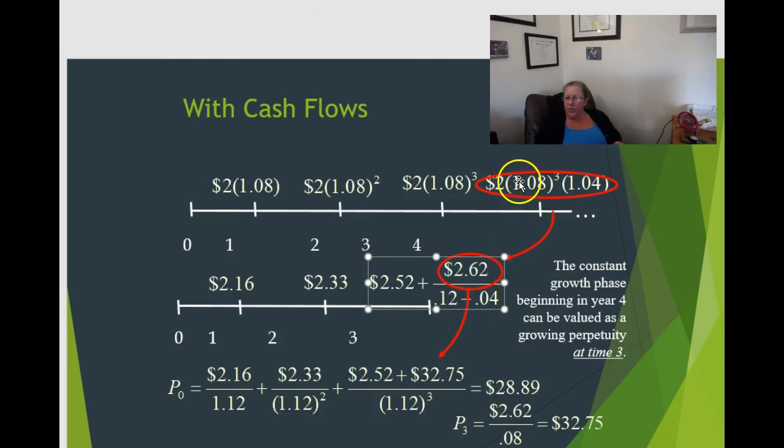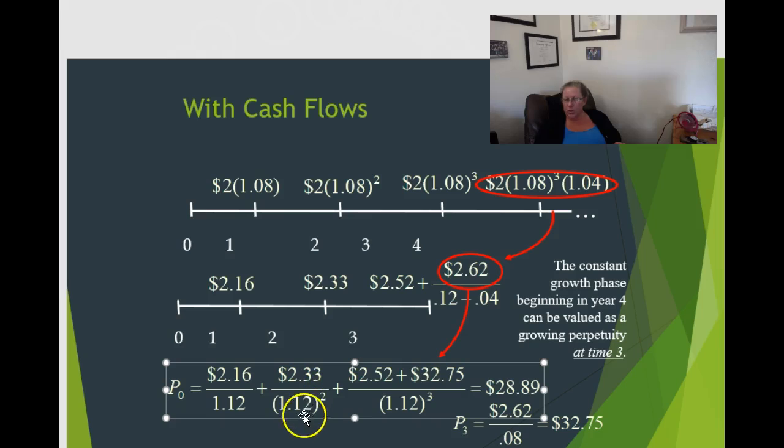Okay, so we're taking our third-year dividend and we are multiplying it by the growth rate. So we're starting here the constant growth phase beginning at year 4, and we're valuing this as a growing perpetuity. Okay, so what this gives us here, we come down here, we're going to take $2.16, the div sub 1, divide it by the market rate, 1.12. And then we're going to do the same thing with year 2, divide it by 1.12 to the second power.